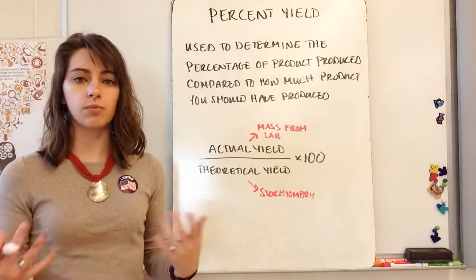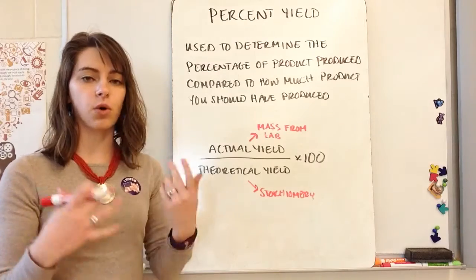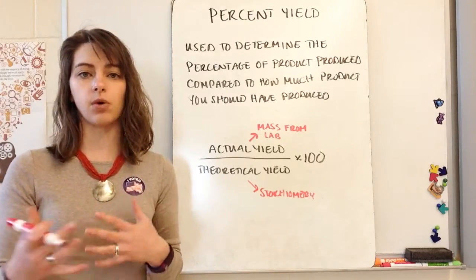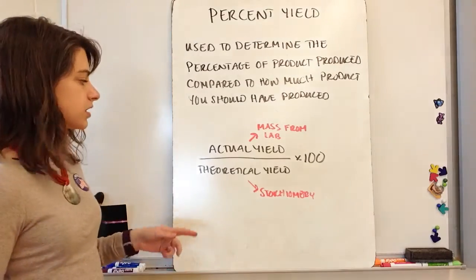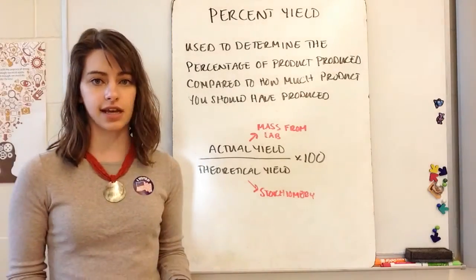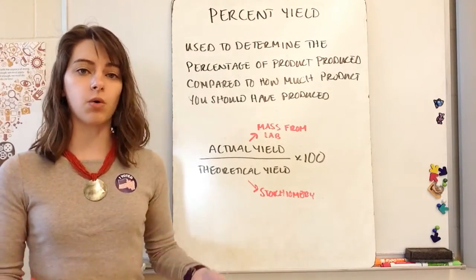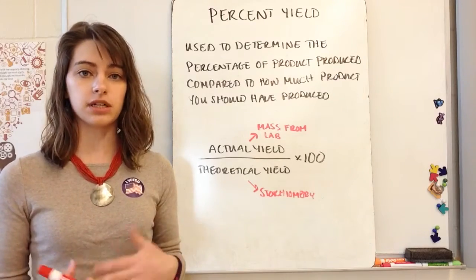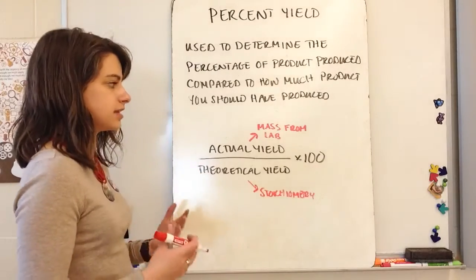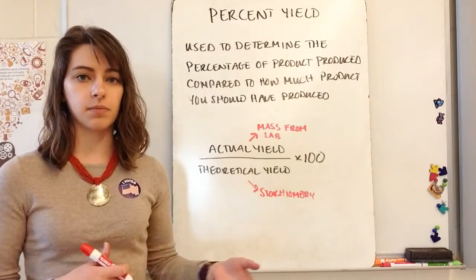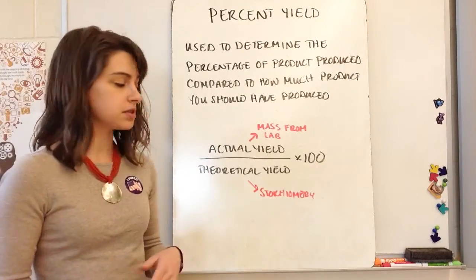So that's where you use the mole ratios, convert from grams to moles, use the ratio to figure out how many moles of product you should have made, and then convert that back to grams. It's important to know that these two units have to be the same. You can do percent yield with moles, or you can do percent yield with grams. It works either way because it's really just a percentage. But they have to be the same. So you still have to compare moles to moles or grams to grams.